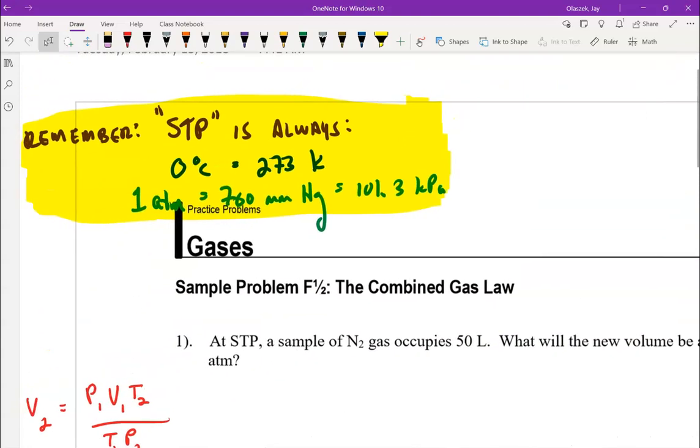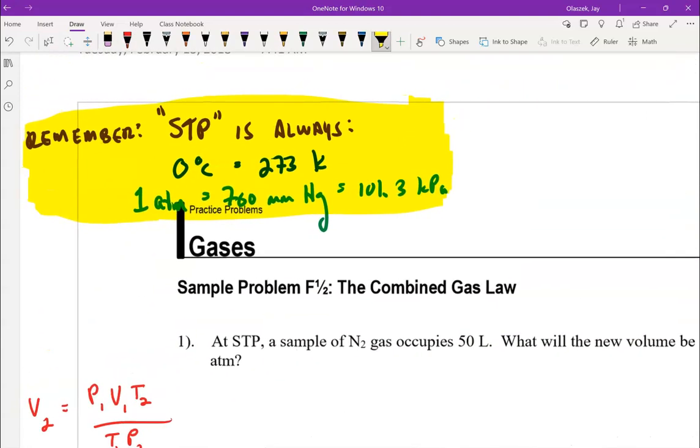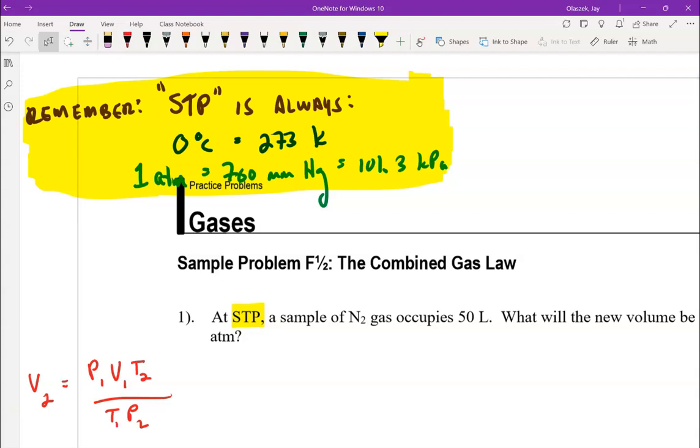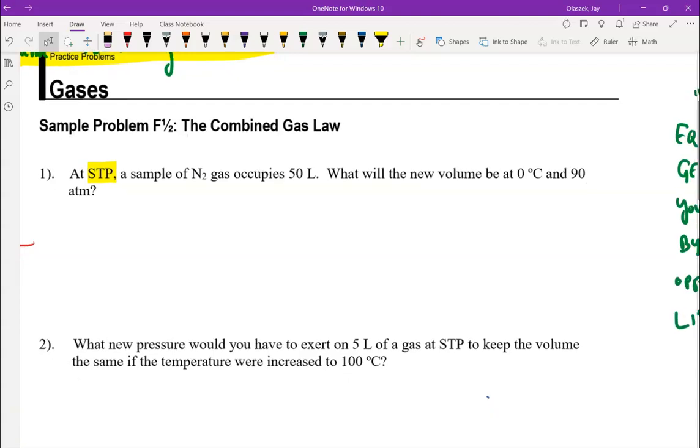And the last thing you want to remember is that every time you see the letters STP, they stand for something called standard temperature and pressure. And of course, standard temperature is always 0 degrees Celsius, but you got to get that into kelvins. Also, standard pressure is 1 atmosphere, or 760 millimeters of mercury, or 101.3 kilopascals. All right, that's all you need to know.